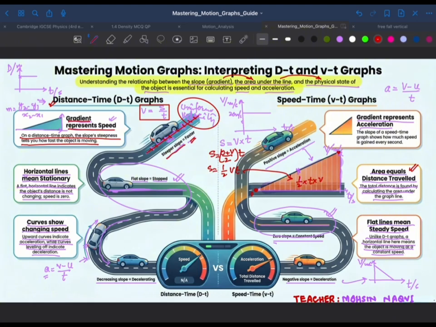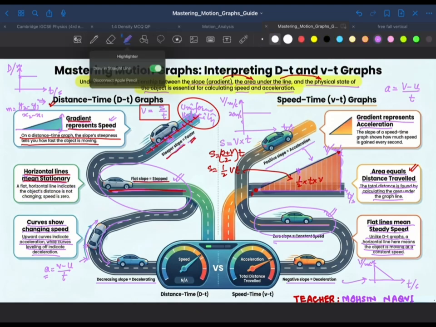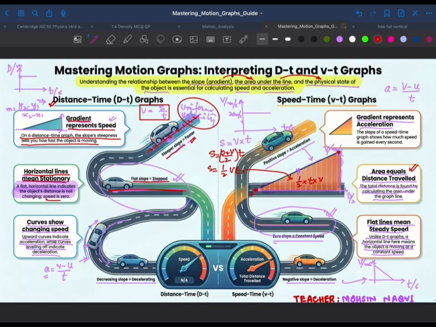When you come to this part of the graph, you will say that the body is moving with zero velocity because the gradient over here is zero, the slope is zero. Flat slope means zero slope, zero gradient, and it means that the body is not moving. So here you can say that the horizontal line means stationary. A flat horizontal line indicates the object's distance is not changing. So simply the speed is zero.